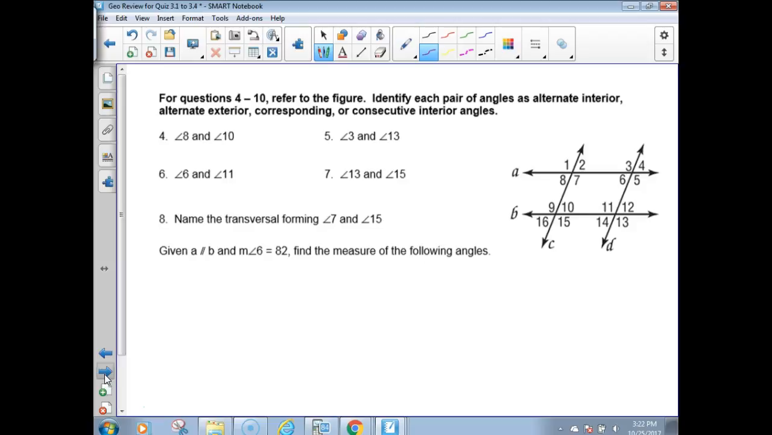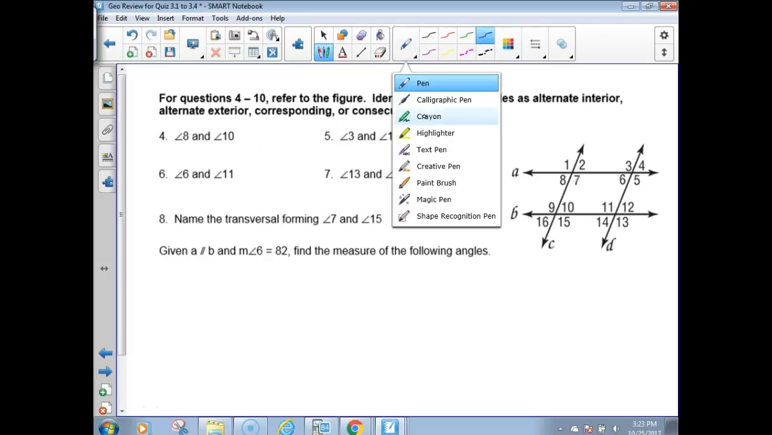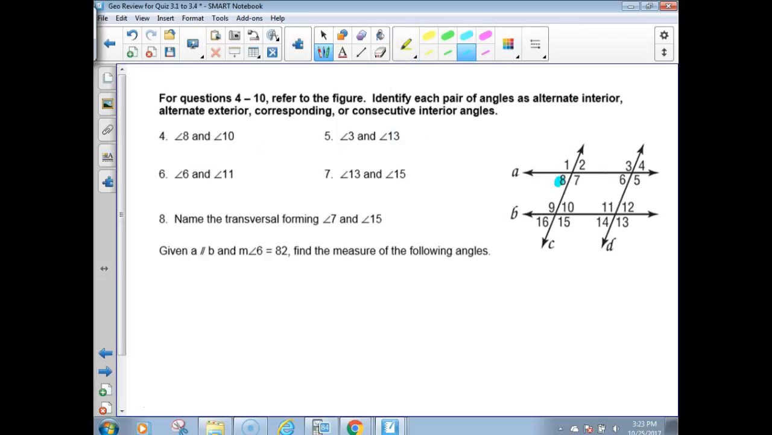Okay, now these questions are just asking us to identify alternate interior, alternate exterior, corresponding or consecutive interior angles. So I go find angles 8 and 10. Oh boy, we did this one a bunch today. Bing, bing, bing. Got the Z. Those are alternate interior. Angles 3 and 13 here and here. Oh, they jump over the transversal. They're way on the outside. So these are alternate exterior.